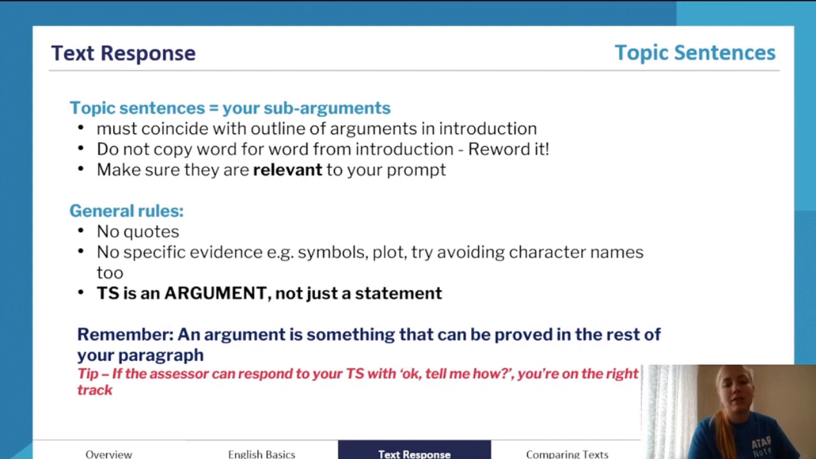Remember that a topic sentence is an argument, is an idea, and not just a statement, something that you can prove in the rest of your body paragraph. So your assessor should be able to read your argument and think, okay, tell me how. I understand what your idea is. Tell me how you would justify it using evidence and analysis.